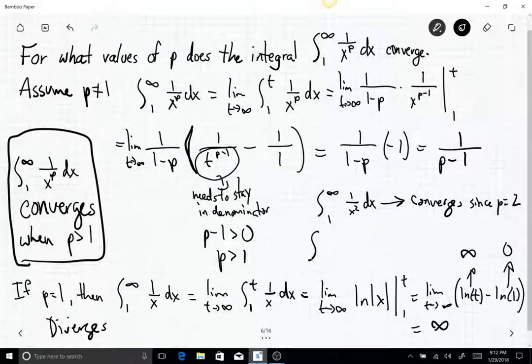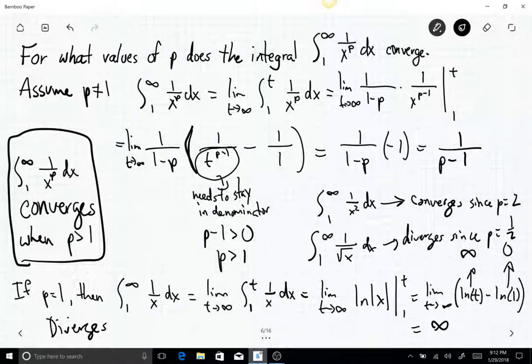If I take the integral from 1 to infinity of 1 over the square root of x dx, I know it diverges since p equals 1/2, right? 1/2 is not greater than 1, so you know it's going to diverge. So I don't even have to calculate. If it's just asking me convergent or divergent, I don't even have to calculate anything. I know right away what the answer is going to be.